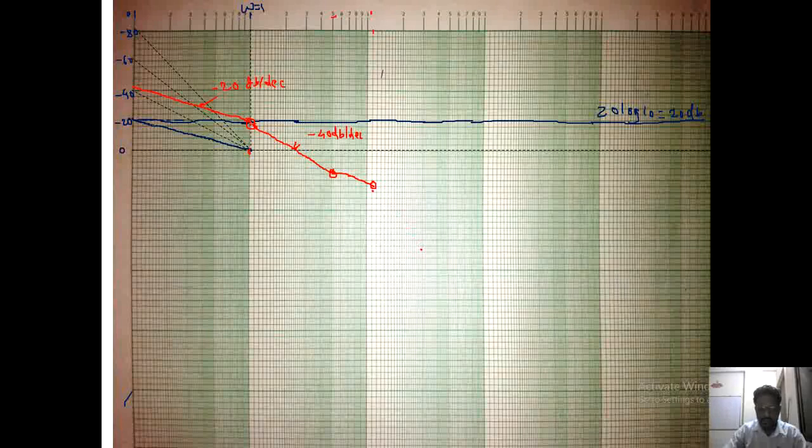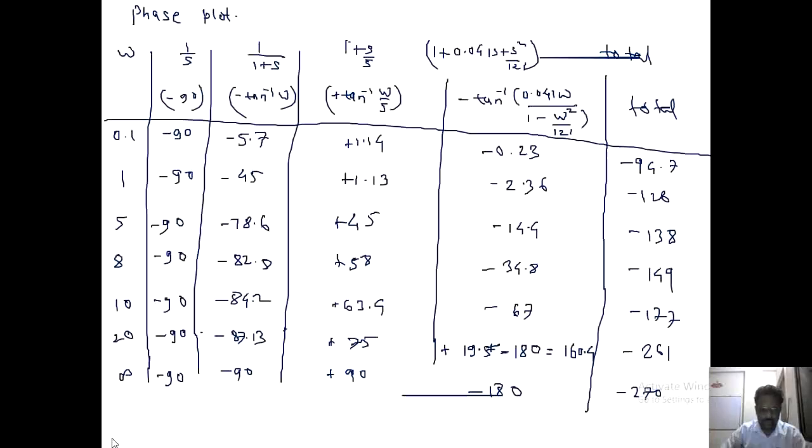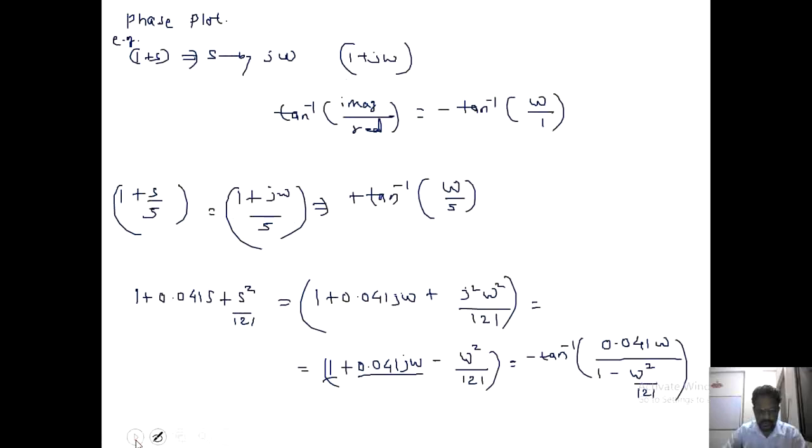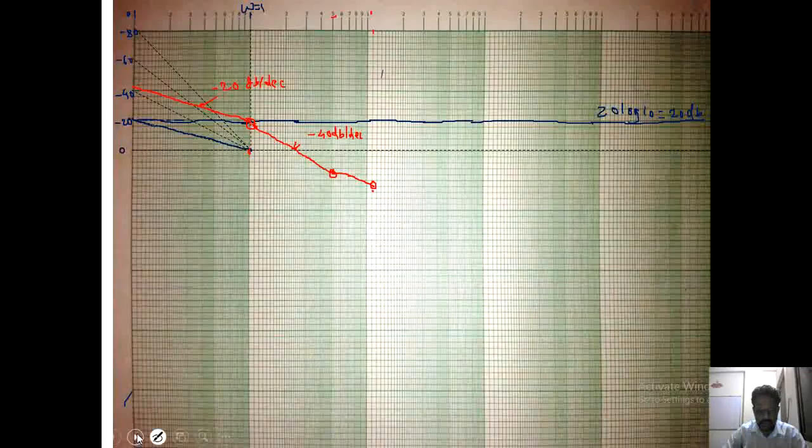And the last graph is for the quadratic pole, so we need to draw the correction value. And what was the correction value? The correction value is 7.13 dB, and the corner frequency was 11. So at 11 you should show the correction value, 7 point something.